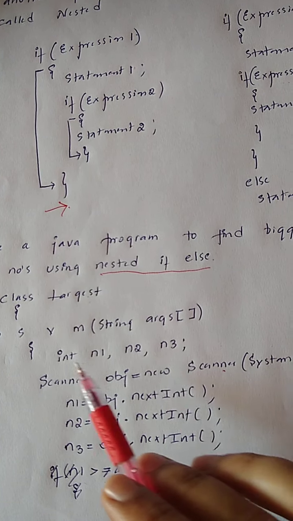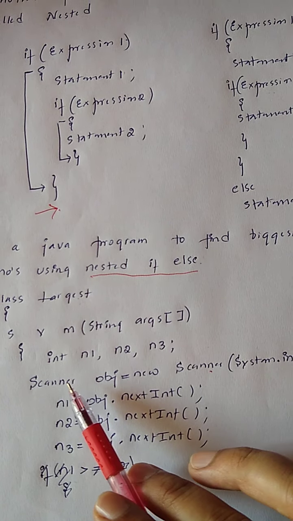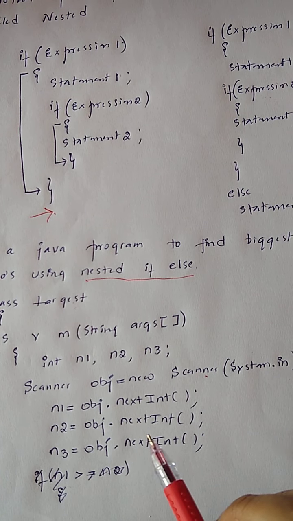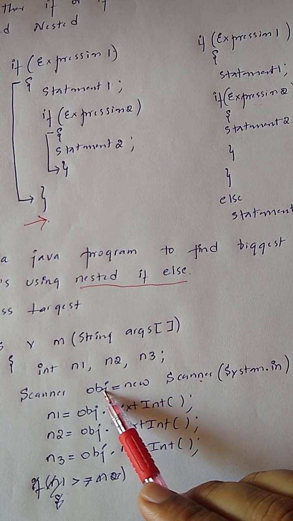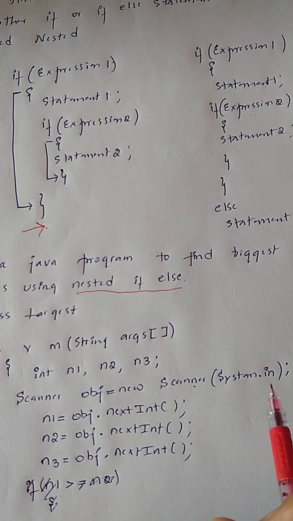There I have taken three variables, all of type integer. I'm going to read from the keyboard, therefore I'm taking the help of Scanner. Scanner is a class with many functions using which we can read from the keyboard. How to create an object? Class name, object name, which can be anything, then the new operator, and again the class name. We call this constructor calling.